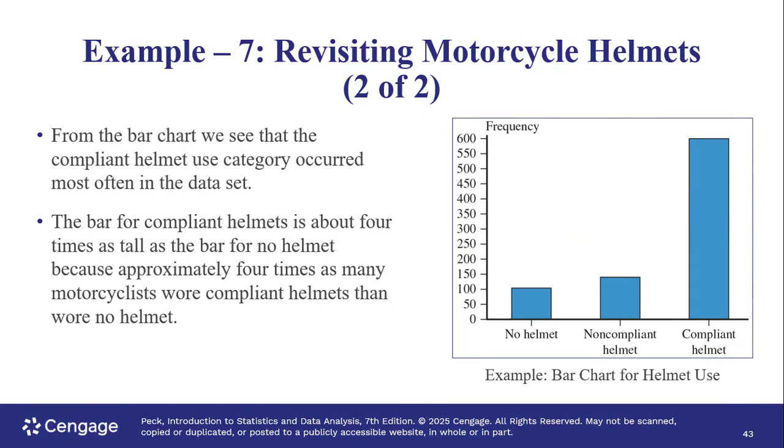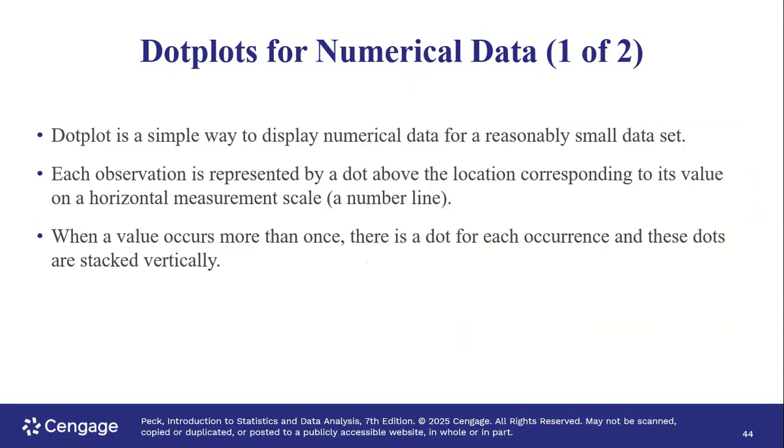So most bike riders were using a helmet which is compliant in nature. And the least one was no helmet at all, which is a good sign actually. Okay. We can do some display on dot plot.